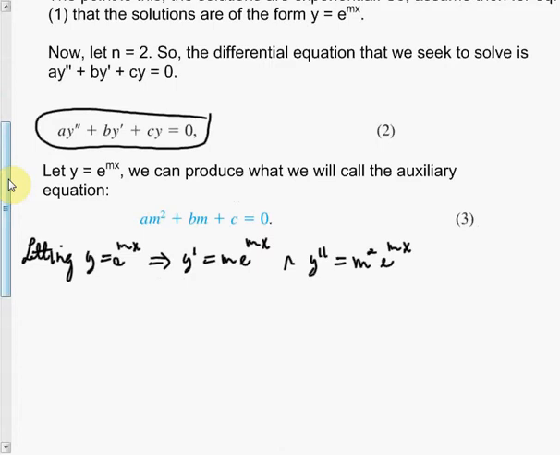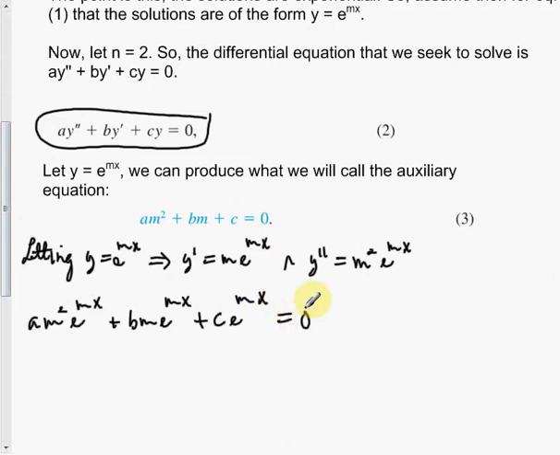But anyway, I'm going to take equation number 2, replace y with e to the mx, replace y prime with m times e to the mx, and then replace y double prime with m squared times e to the mx. And let's see what we have. So this is a times y double prime. That becomes m squared times e to the mx plus b times m times e to the mx plus c times e to the mx is equal to 0.